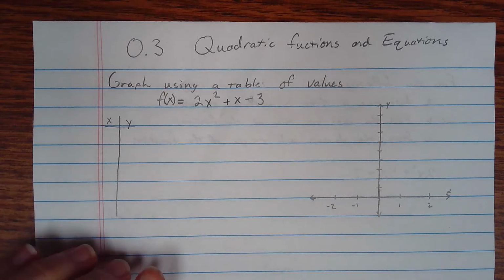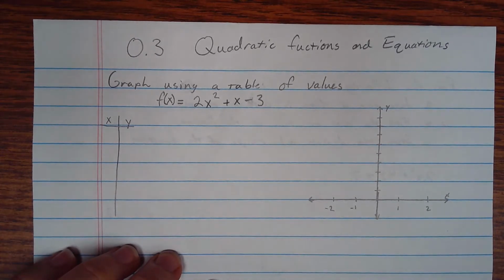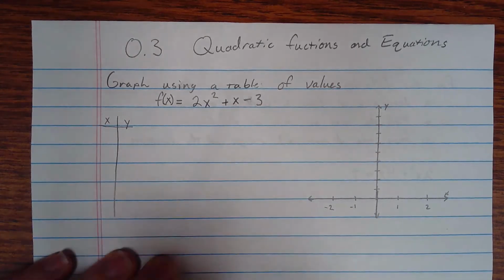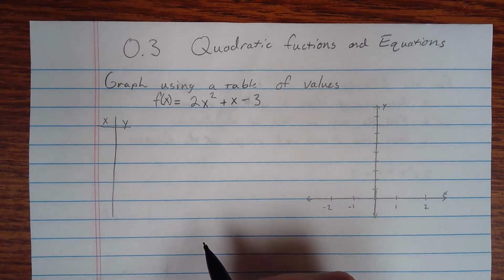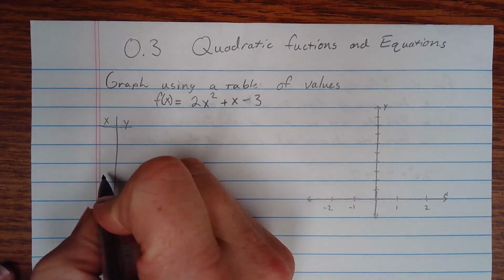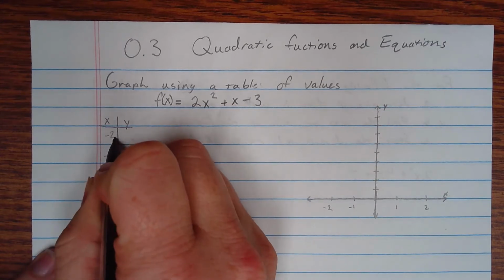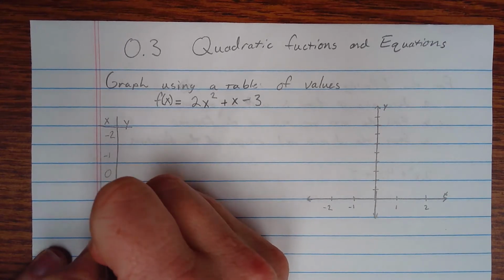All right, so we're going to start right off with an example here. It says graph using a table of values this function, f of x equals 2x squared plus x minus 3. So I'm going to start off with a table of values, and I will let you know that the easiest values to use are the ones near 0, simply because the math is easier. So I like to use 0 and -1, -2, 1, and 2.